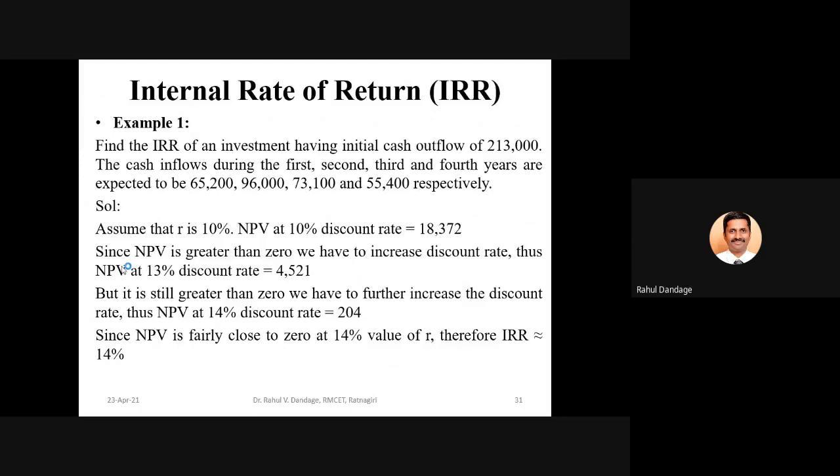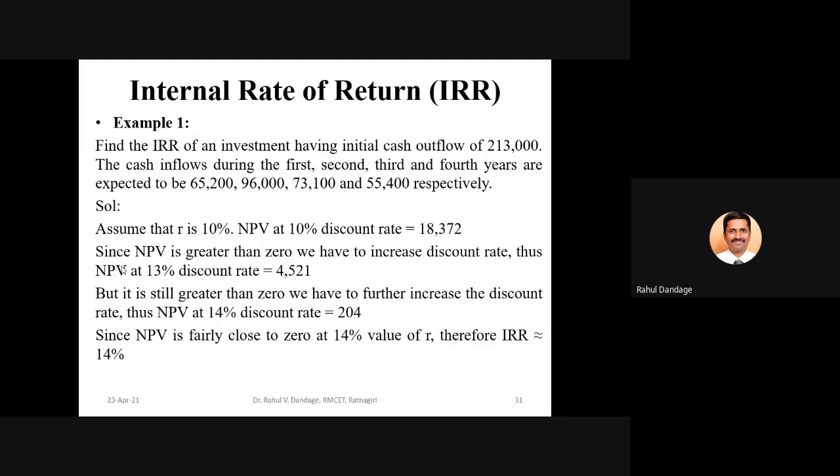So assume another discount rate, that is 13%. The rate of interest substituted in the formula is 0.13. For each cash flow we have to divide by 1.13 bracket raised to 1, raised to 2, raised to 3, raised to 4. So 65,200 divided by 1.13 raised to 1, plus 96,000 divided by 1.13 square, plus 73,100 divided by 1.13 bracket cube, plus 55,400 divided by 1.13 bracket raised to 4.